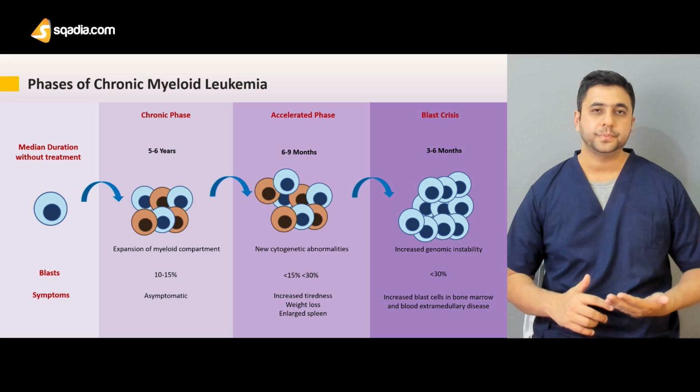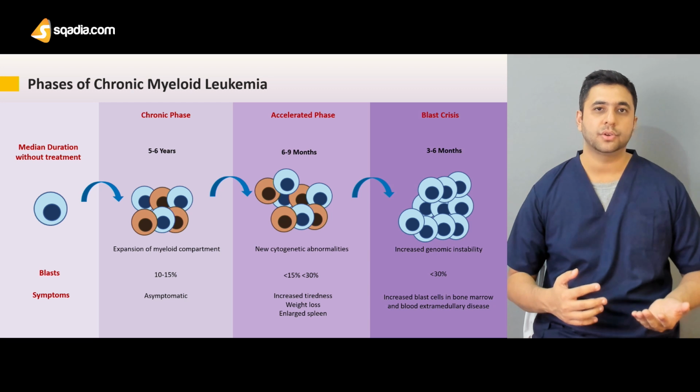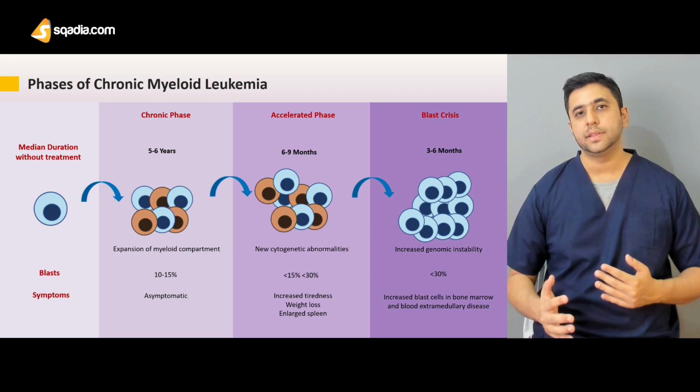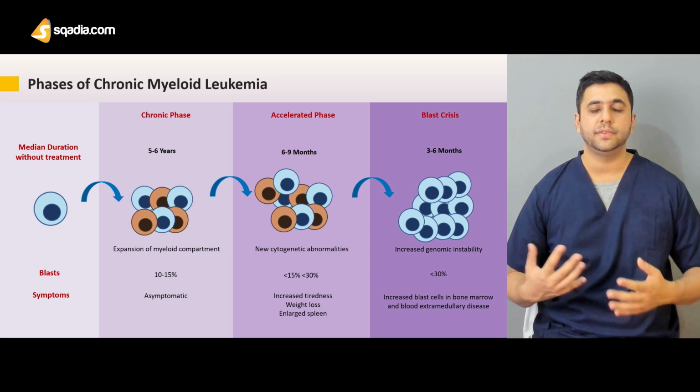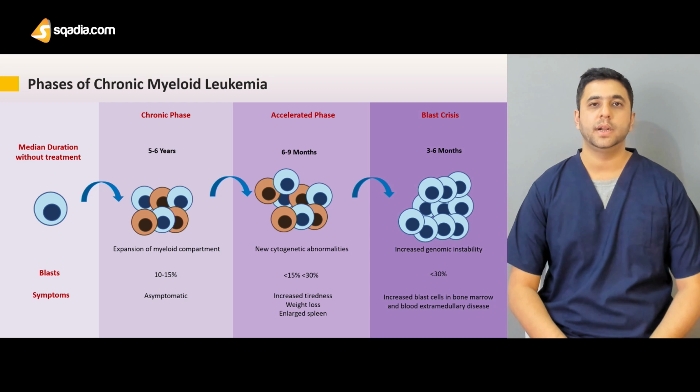And we also base our treatment regimens on the various phases. Certain drugs act best in the chronic phase, certain drugs are useful in the accelerated phase, and then as a last resort, various drugs can be used in the blast crisis. So these were all the phases of chronic myeloid leukemia.